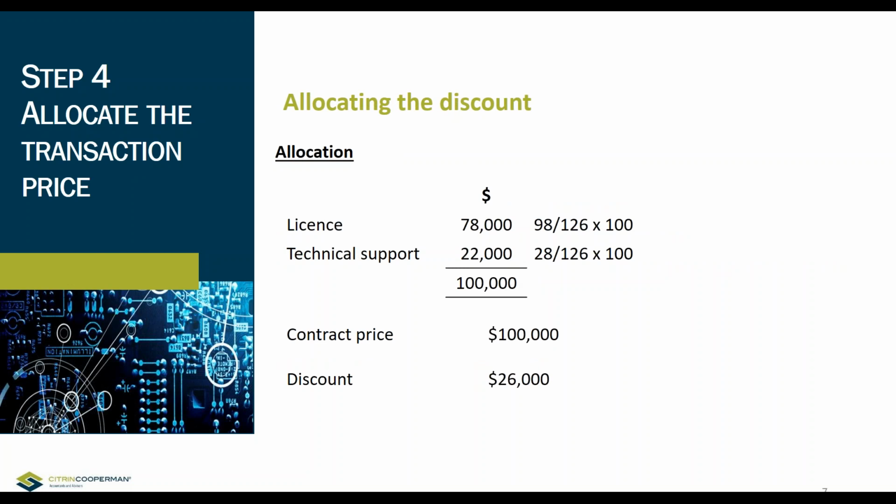In this case, as there is no evidence that the discount belongs to one distinct service, it is allocated proportionally over the performance obligations. However, if evidence suggests that the discount was in relation to one of the performance obligations, then this would be adjusted for in the allocation.